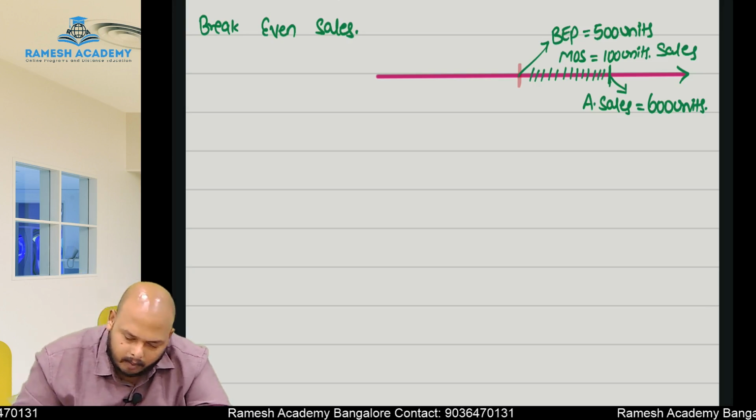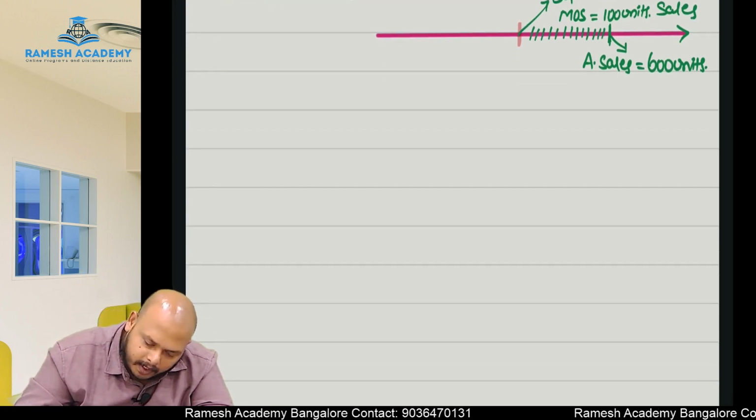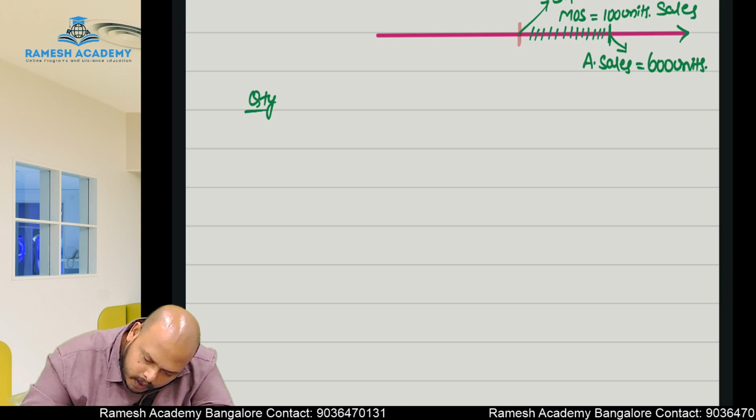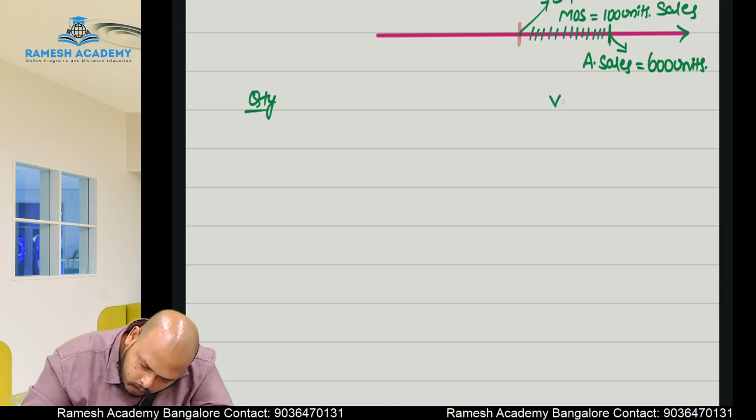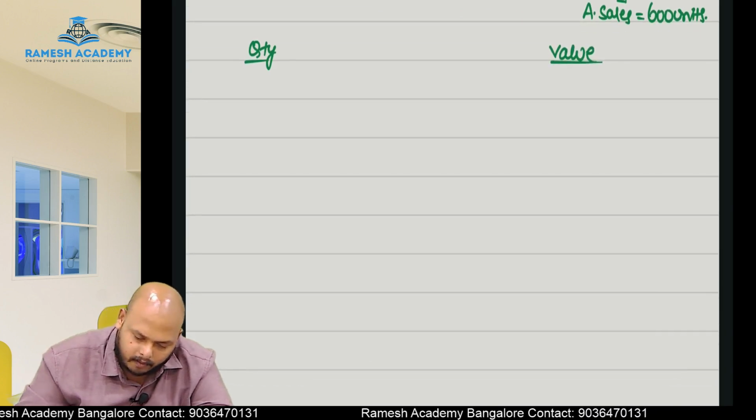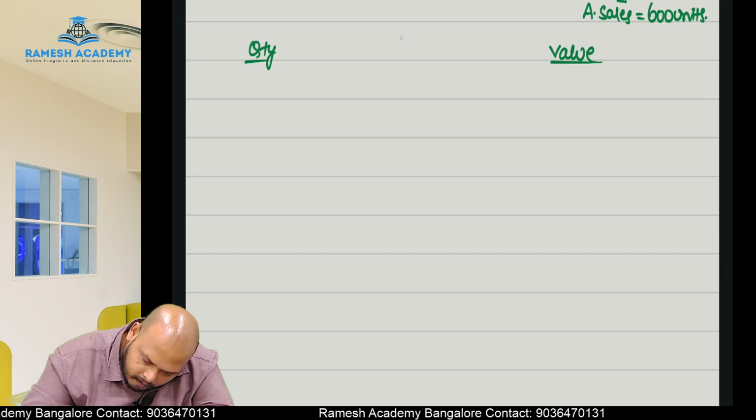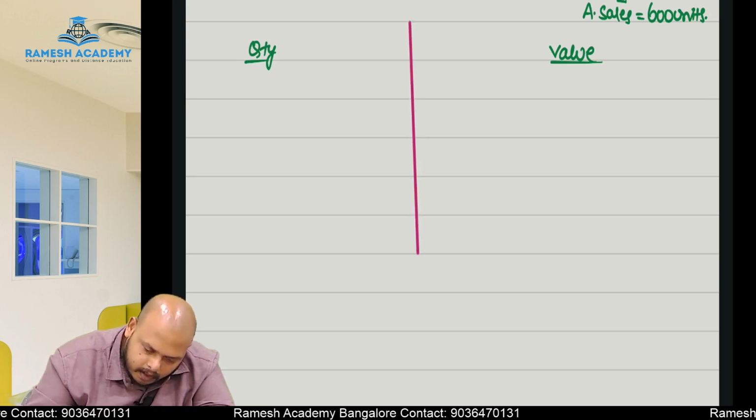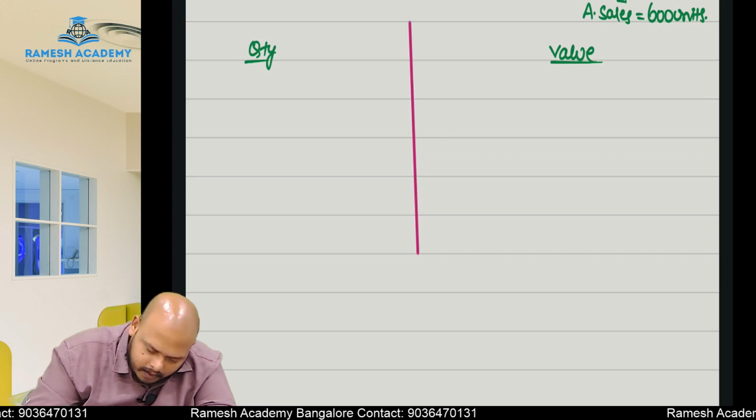In the case of margin of safety, we have two types of formula. One is on the basis of quantity, another one is on the basis of value. So on the basis of these two things, we have the formula. Let us see the formula for margin of safety.